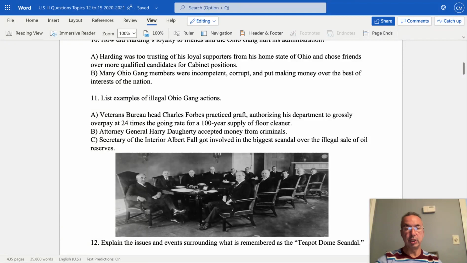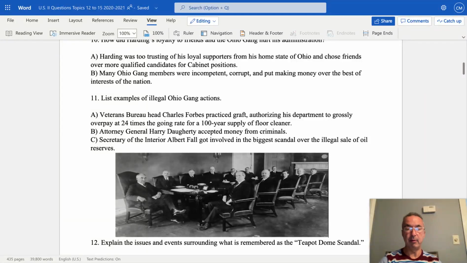So the Veterans Bureau Chief, Charles Forbes, practiced graft, authorizing his department to grossly overpay at 24 times the going rate, for example, for a 100-year supply of floor cleaner. Graft is a way in which you overpay a friend, in this case for floor cleaner, and then they give you a kickback later on, money on the side for doing so. It's an indirect way of embezzling money from the government. Attorney General Harry Daugherty accepted money from criminals so that he would not prosecute them.